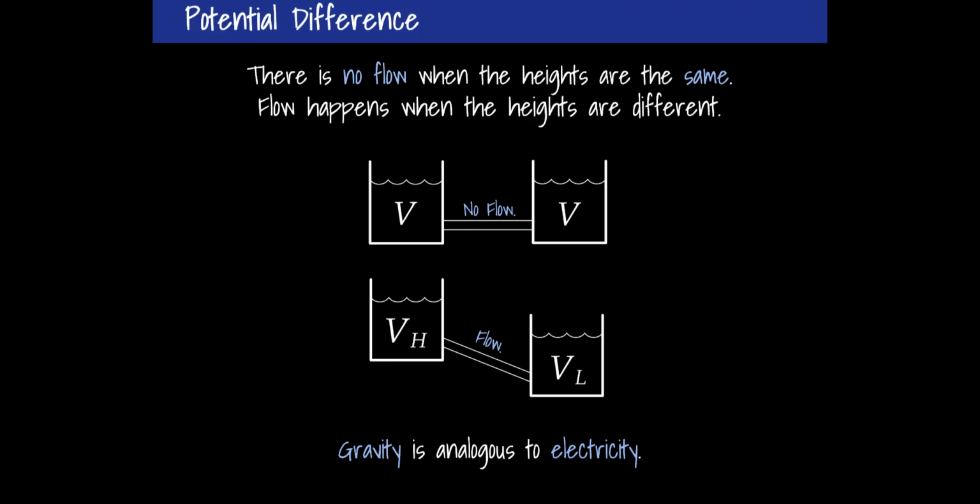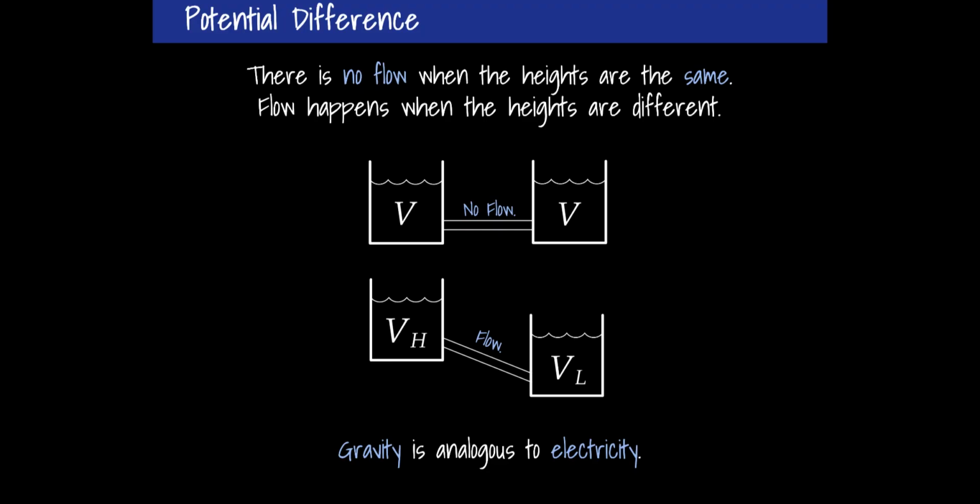Imagine that I have these two tanks of water here, and I've connected them with a pipe. From everyday experience, I know that the water does not flow from one to the other, because the energy on one side is the same as the energy on the other side. The energy per unit mass on one side is the energy per unit mass on the other side. There's no difference, and so there's no flow.